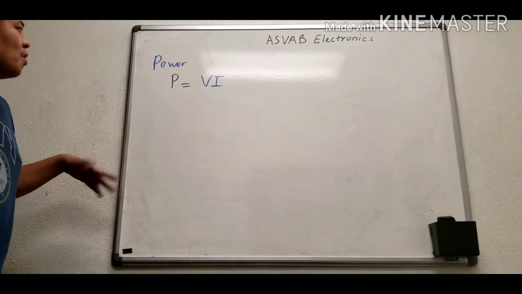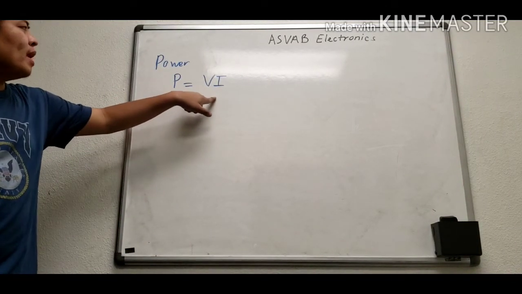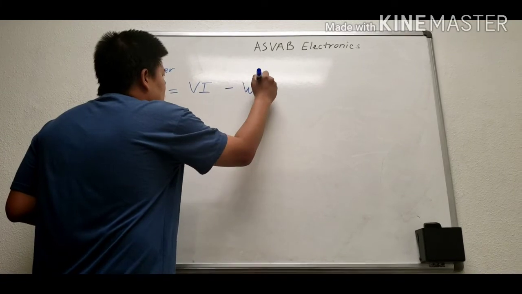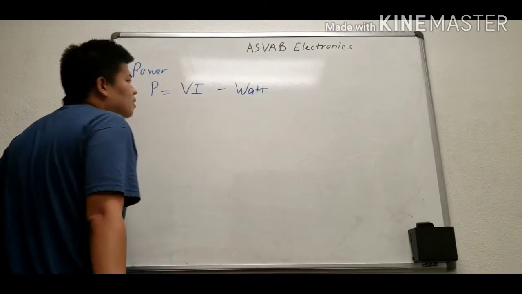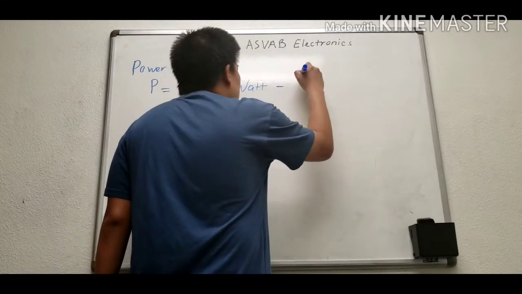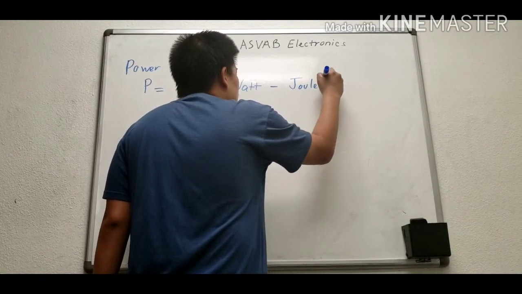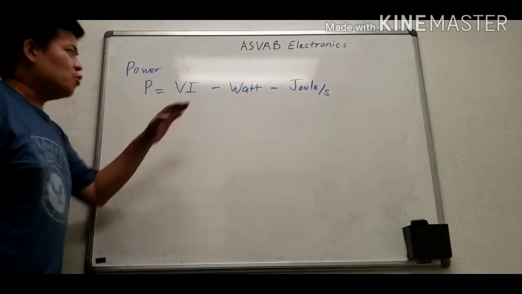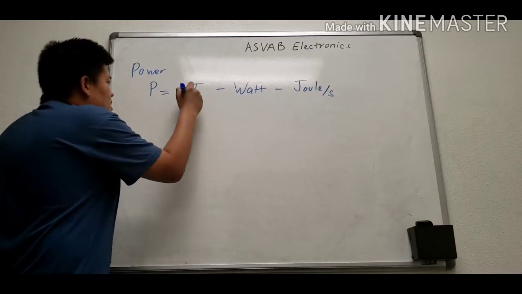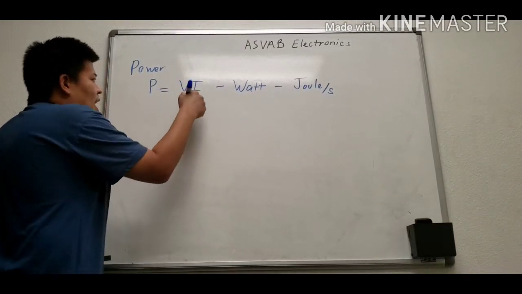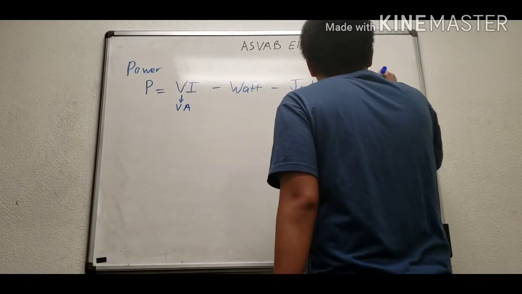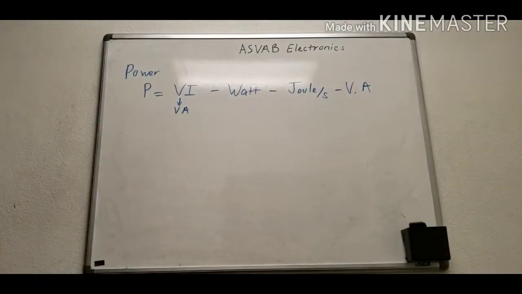That's the basic formula: P equals V multiplied by I. Here we have the units. The unit of power is the watt, and we have another unit, joules per second. V is voltage and I is current in amperes, so the unit is V multiplied by A. That's the unit of power.